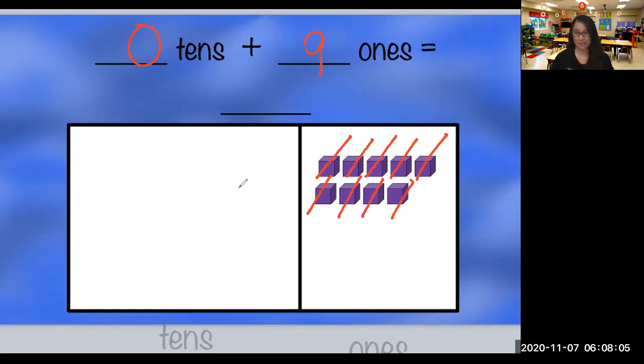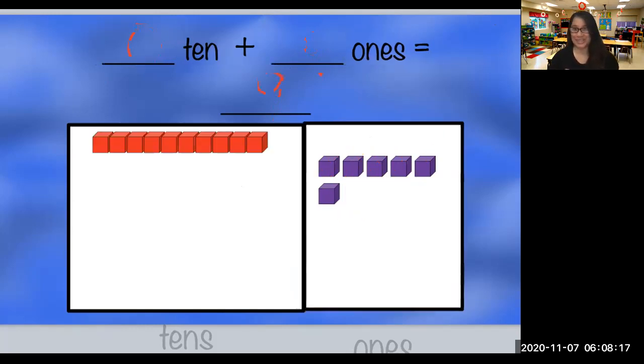We do not have any group of 10s in this example. We only have 9 ones. So our number is the number 9. Good job. Now let's look at this example. How many groups of 10s do you see?